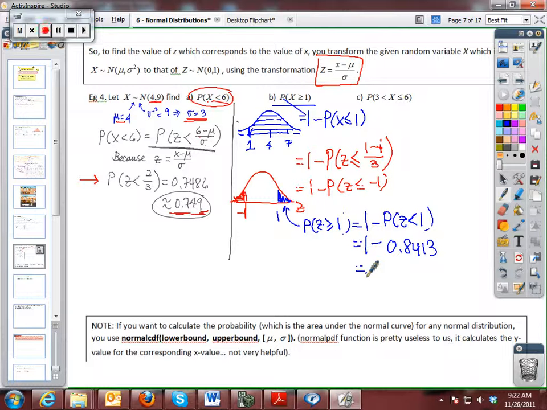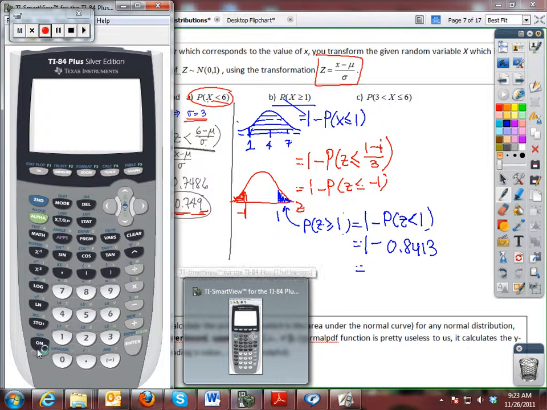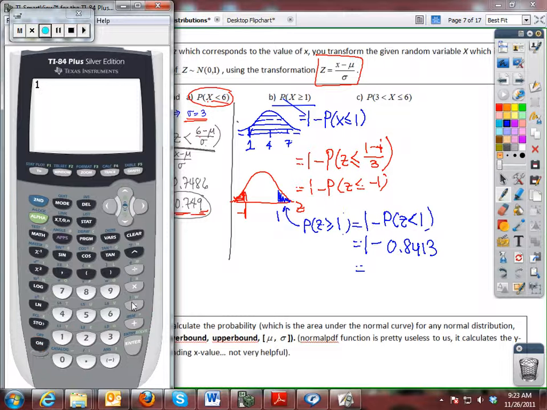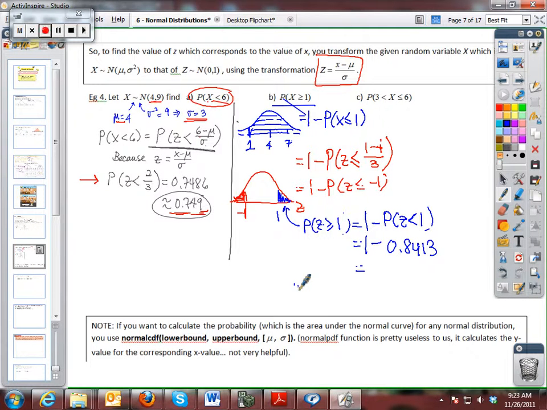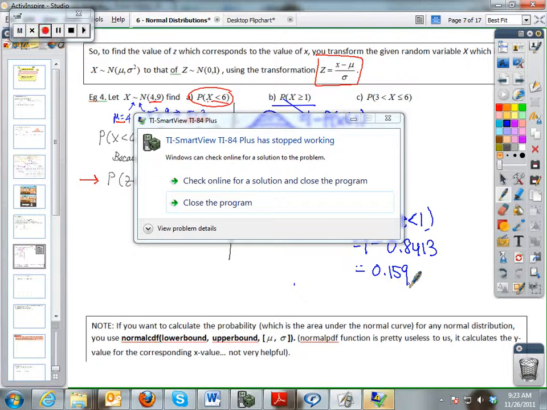So what is that? 1 minus, sorry, you know my arithmetic skills leave something to be desired. So I'm going to use my calculator to evaluate that. 1 minus 0.8413, and I got 0.1587. So to 3 sig figs, that's going to be 0.159. So there you have it. That's how you do Part B with our standard normal tables. Awesome.